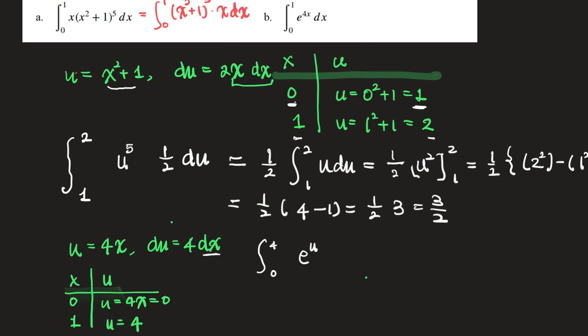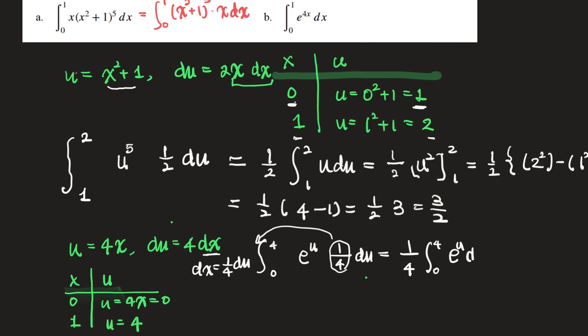Now dx, divide by 4. dx is going to be 1 over 4 du. So 1 over 4 is in front of the integral: 1 over 4 integral from 0 to 4 of e to the u du.